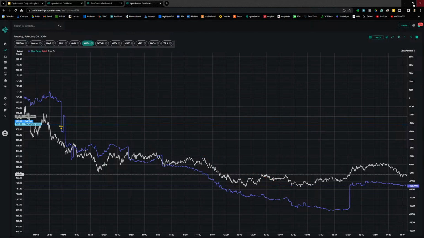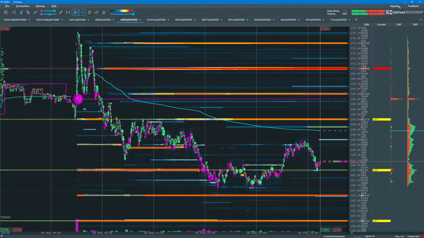Let's go back to Bookmap. So reversal at the 170 call wall. Price now trying to move higher, consolidating. All right, the next is Google.